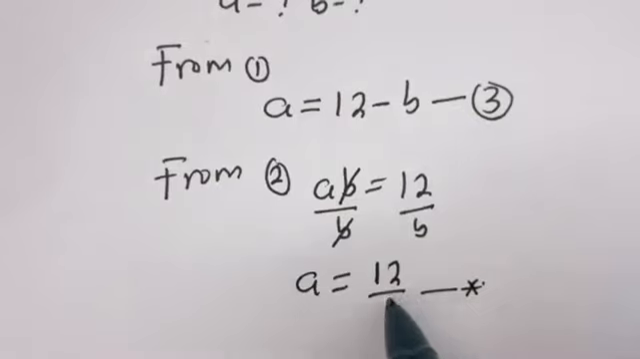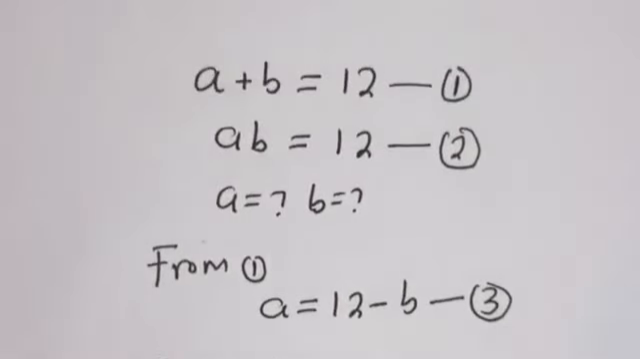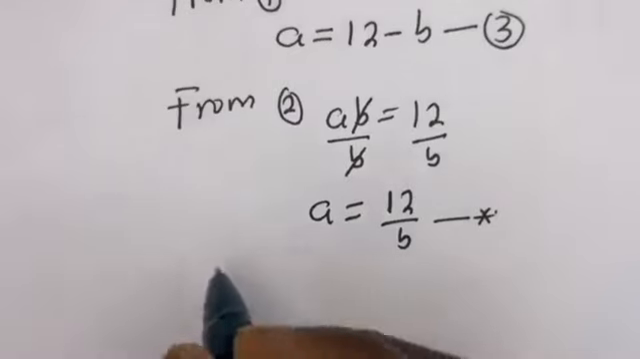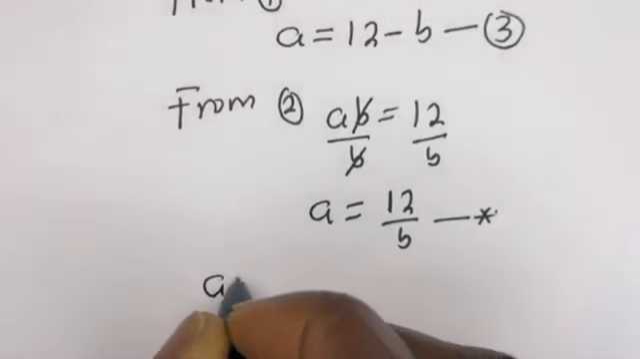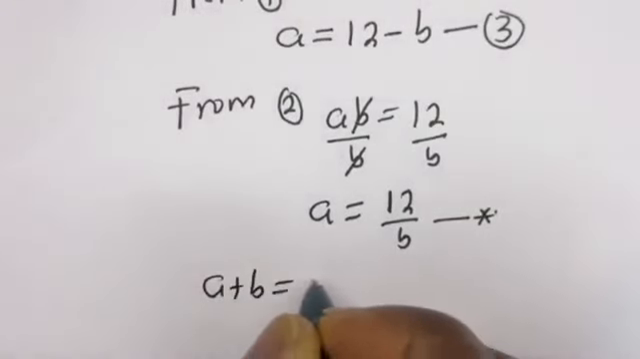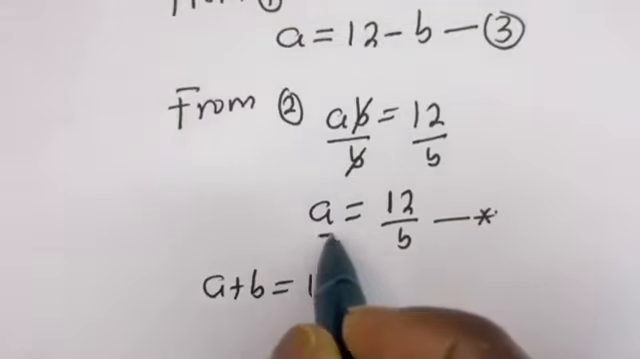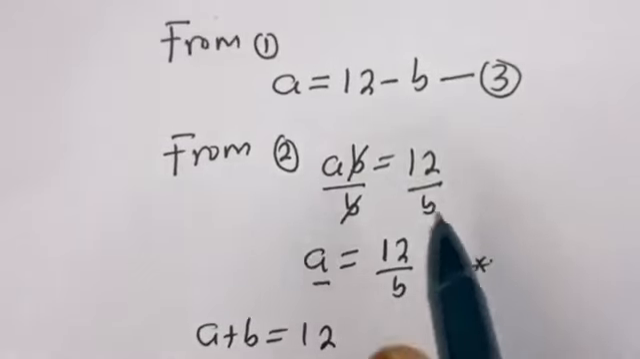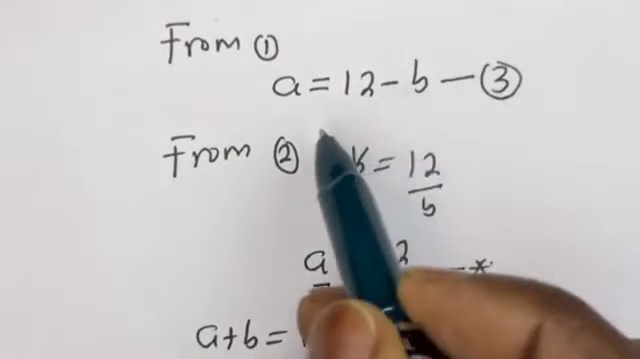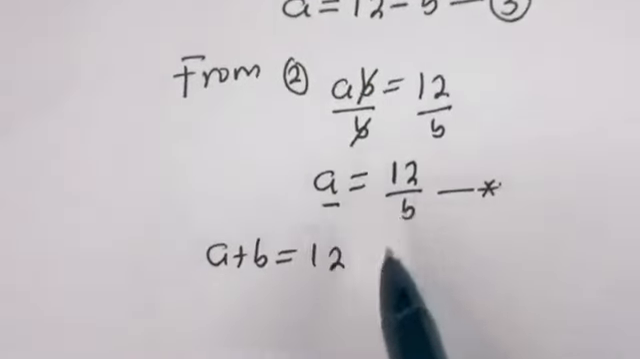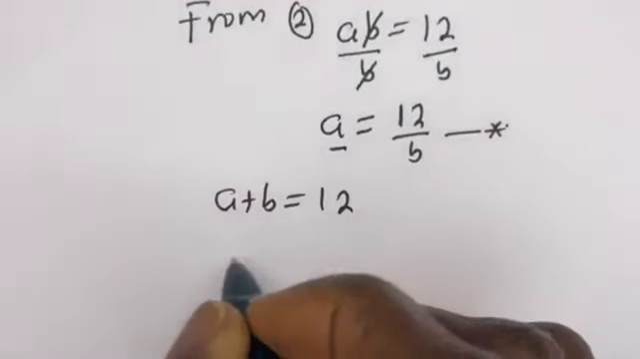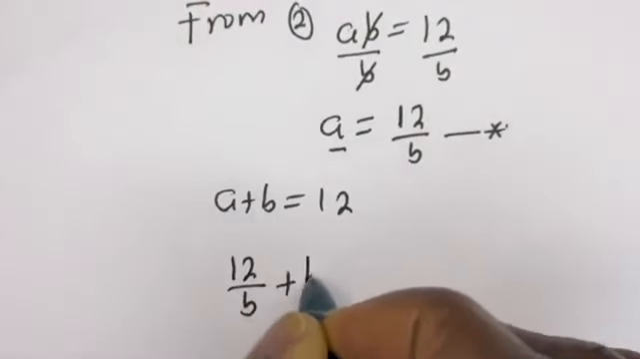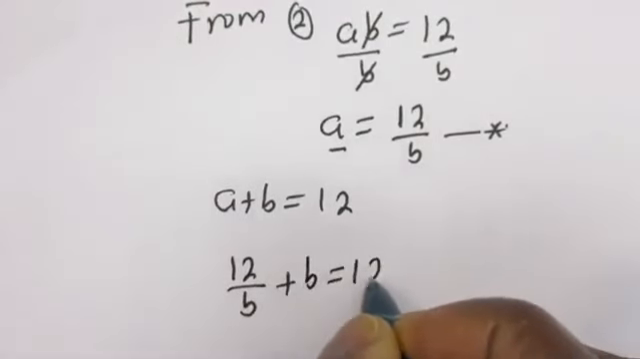Let's substitute this equation into our equation 1. That is, A plus B equal to 12 when A is equal to 12 divided by B. Or you may also use equation 3 to substitute for A, but I'm making use of this. Then we have 12 divided by B plus B is equal to 12.